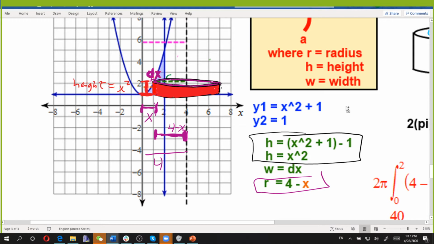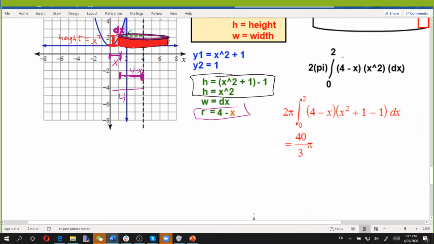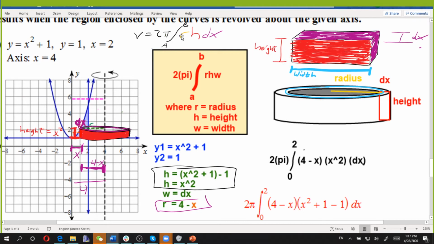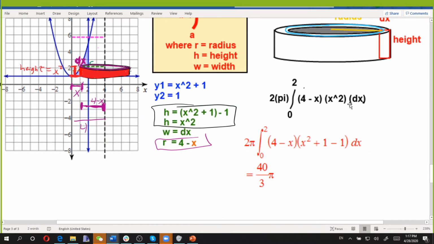Okay, if we plug all of that in, two pi times our radius to get our circumference, so that's 2 pi times 4 minus x, times our height, which is the difference between the two y values, x squared, times dx. Okay, and then we can integrate.